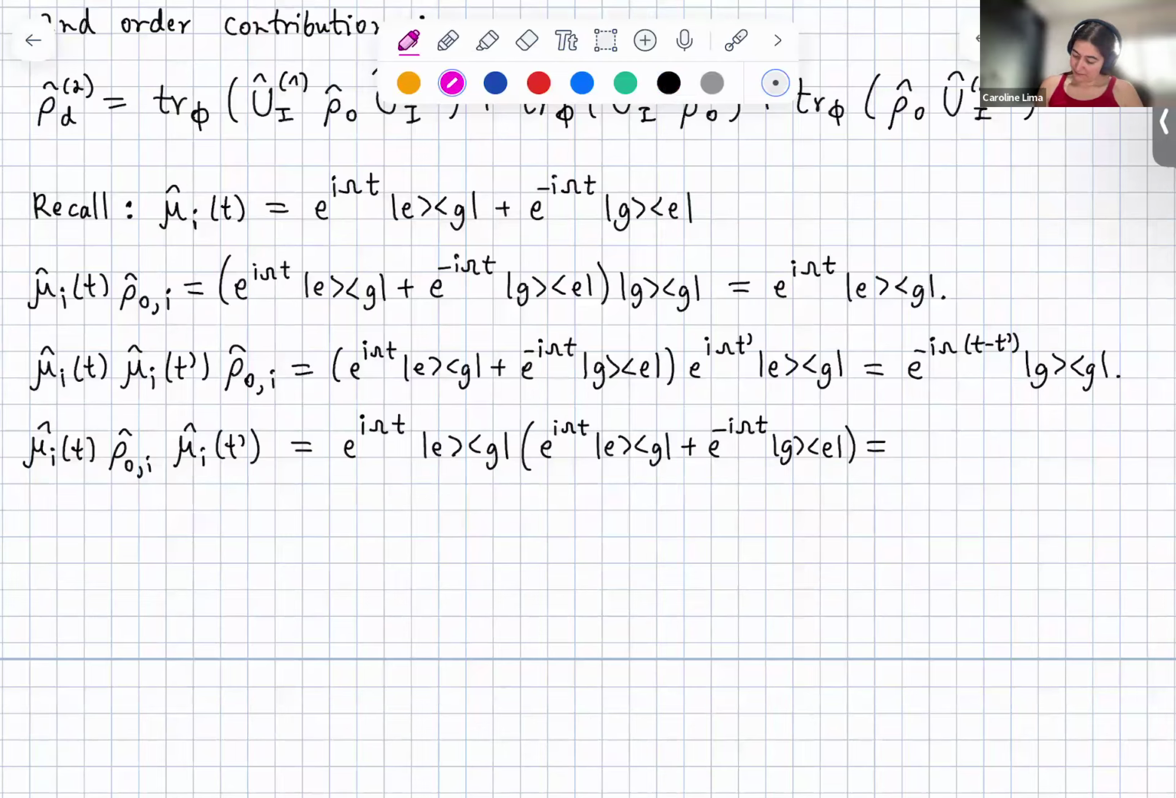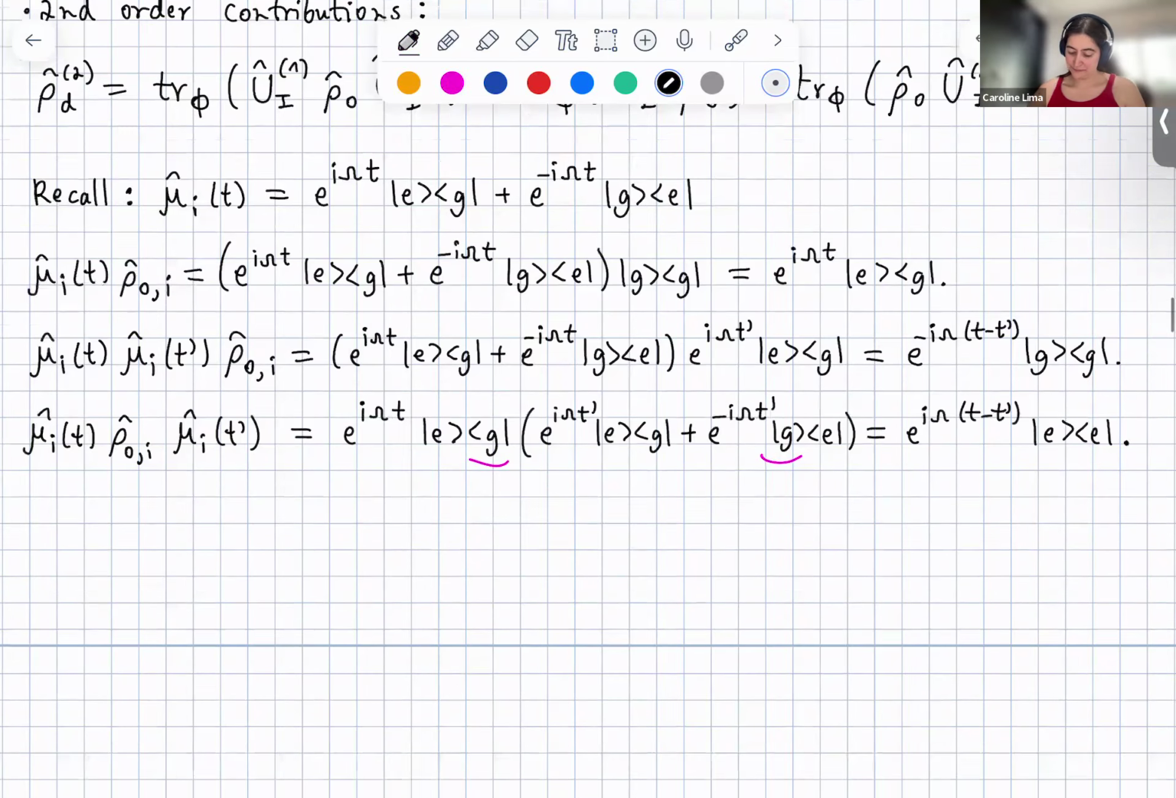Now what happens here? We have g here, so we're gonna select that one, right? So if we select that one, we're gonna get e to the i omega. Oh, I forgot some primes, right? Primes here. So here I'm gonna have e to the i omega (t minus t prime). And then I have excited. Does that make sense?